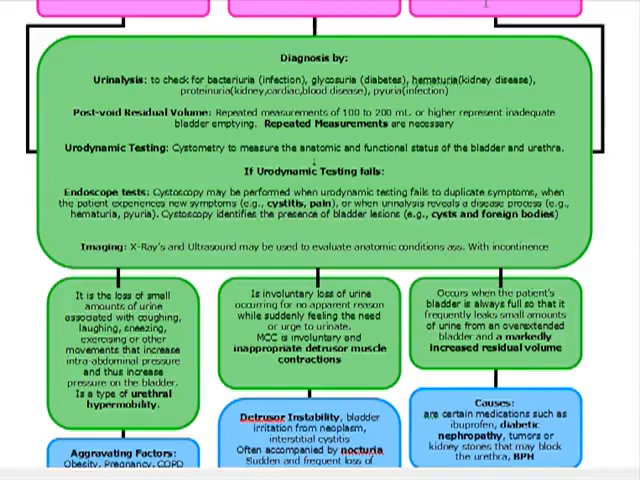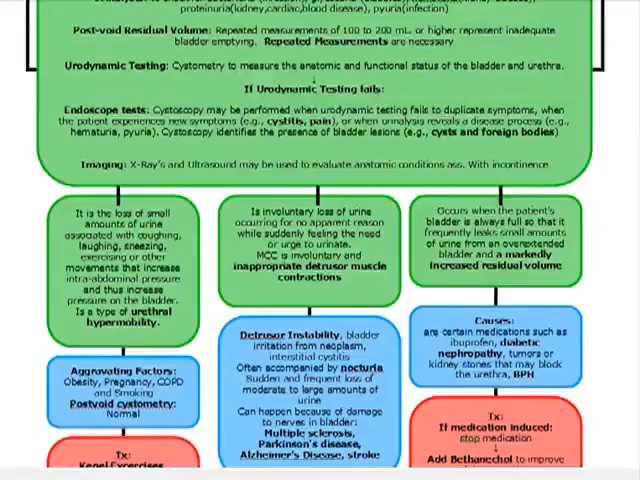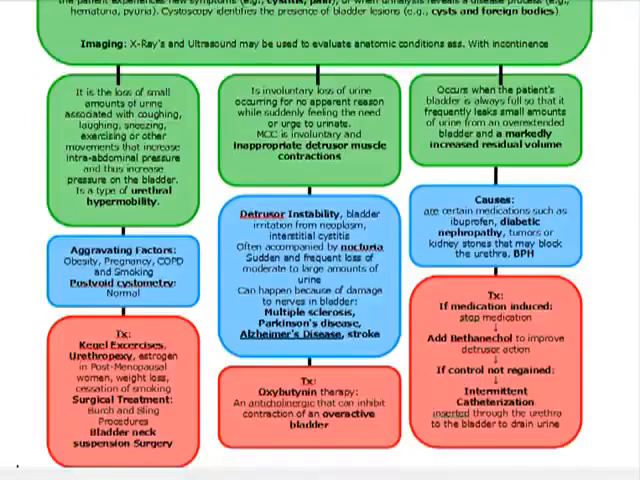If you think overflow, too much in your bladder, bladder's too big, increased residual volume on repeated measurement of post-void residual volume. This is going to be the one that's associated with diabetic nephropathy. It's also associated with tumors, kidney stones, things that block the urethra, and BPH. So it's oftentimes medication induced, secondary to things like ibuprofen. So what do we want to do? We want to stop the medication.